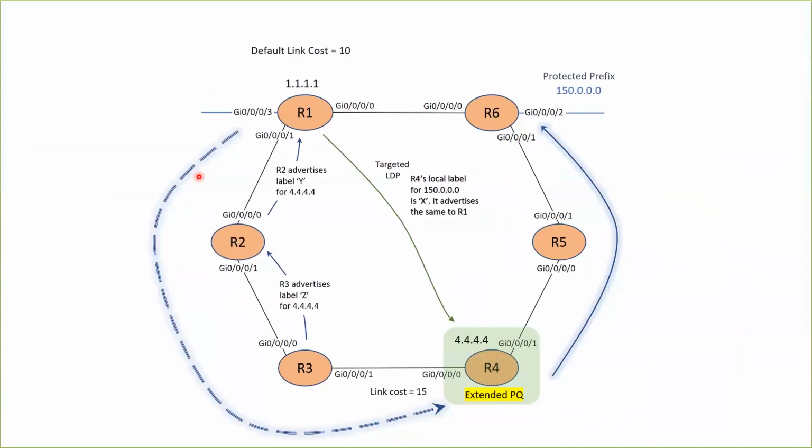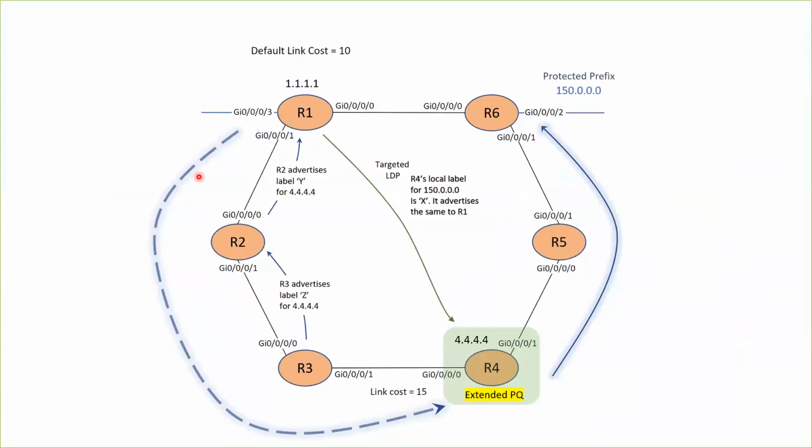On R2, R3, R4, R5 and R6, I just need to have targeted hello accept for all of these routers to accept a targeted LDP session from R1. That's the only config needed on them. They don't do anything else. RLFA config is not needed on all of them. Only on R1, RLFA is needed.